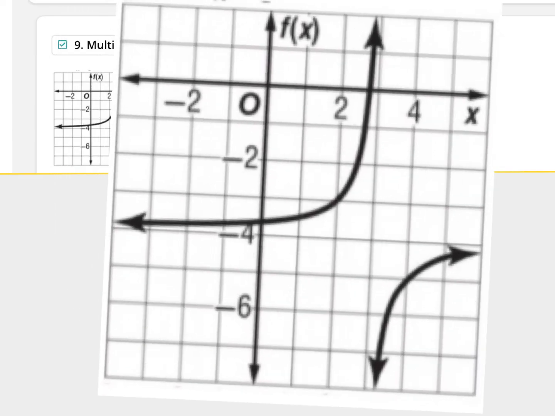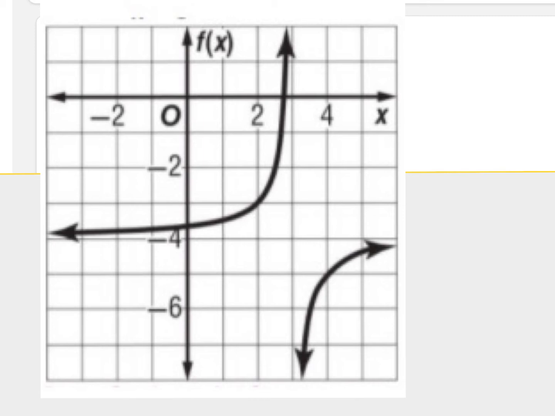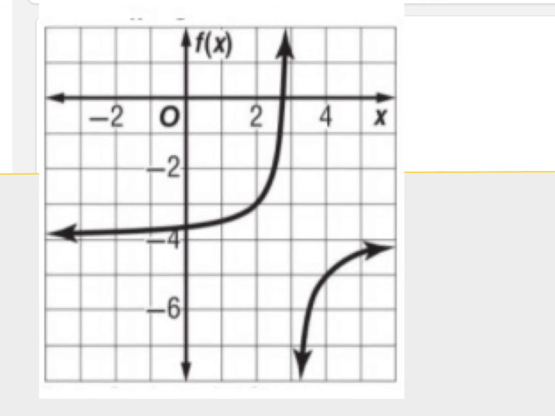So right here we need to identify which function gives us this graph. Once again, we need to identify the asymptotes. The horizontal asymptote looks like it's going right through the y value of -4, so you could even write that down, y equals -4. The vertical asymptote looks like it's going right through the x value of 3, and you could even write down the equation of that vertical line, x equals 3.